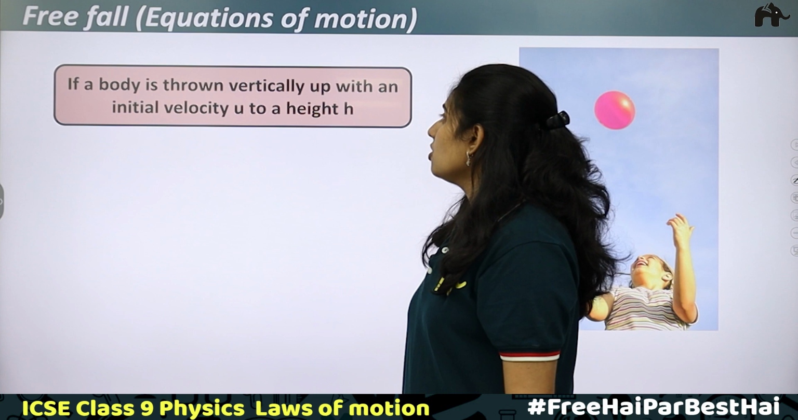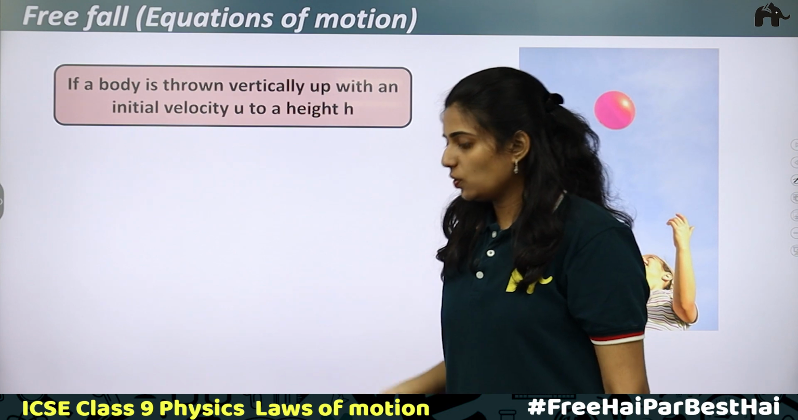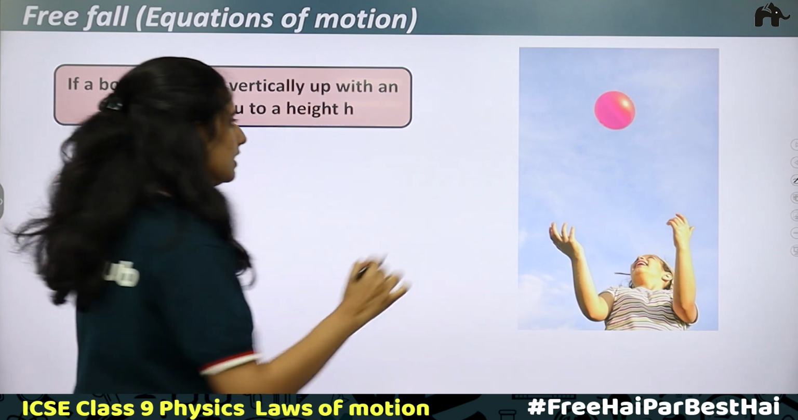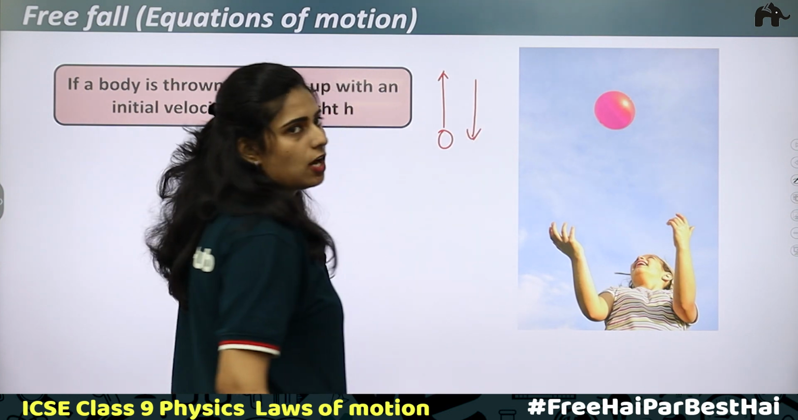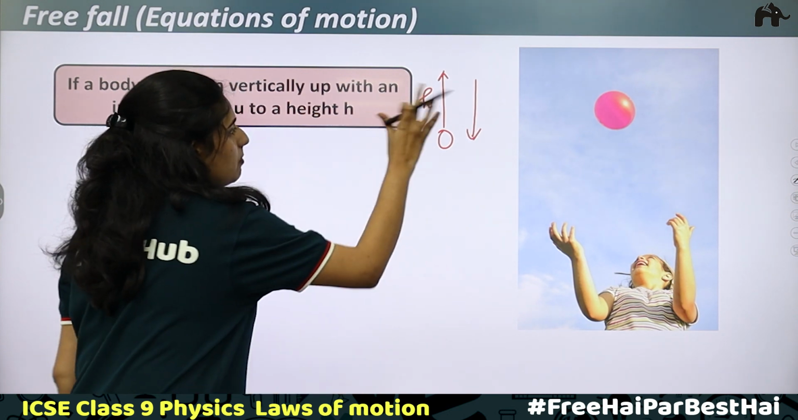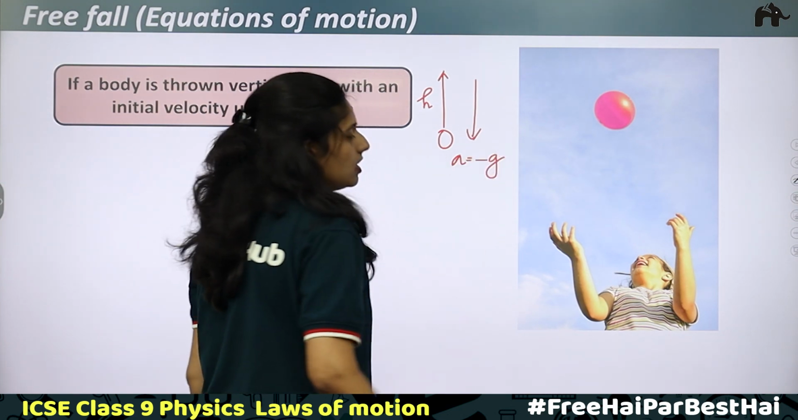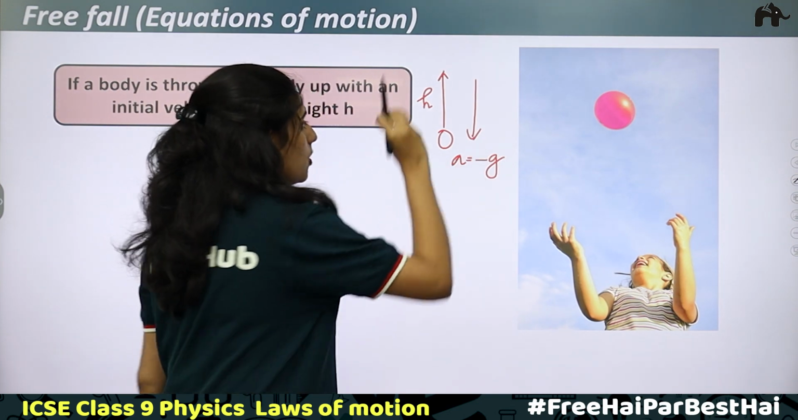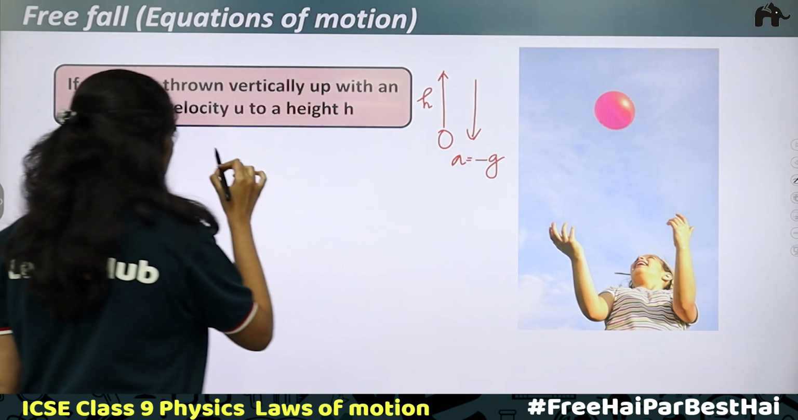Next case, if a body is thrown vertically up with an initial velocity U to a height h. So, I am applying a force and throwing the ball up. What is happening? It is moving in the upward direction. This is the direction in which the ball is moving and the force of gravity is acting downwards. Okay. It reaches a height, let's say h. So, during this upward motion, what will be the acceleration? Acceleration will be minus g. Acceleration due to gravity with the negative sign. Why is this negative? Because the motion of the body is in a direction opposite to the direction in which the force of gravity is acting.